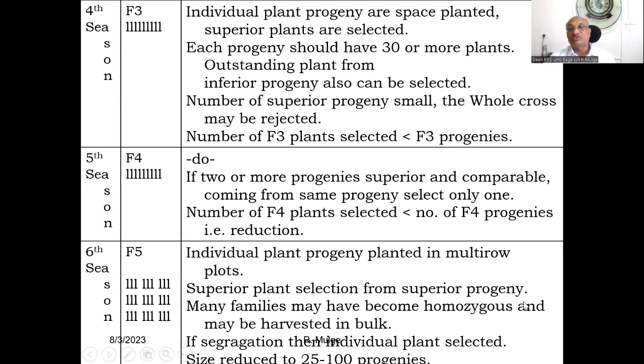Superior plant selection from the superior progeny. So you got it, okay, this is superior. The entire progeny is superior, all the 3 rows, 4 rows, it's good. Now in that, you have to select one superior plant. Many families may have become homozygous and may be harvested. If you feel that they are getting into homozygous status, having got into F5, you can start harvesting in bulk because they are becoming genetically similar. If any row or progeny is segregating, then an individual plant has to be selected. Again, here also reduce the number. You should now achieve 25 to 100 progenies, depending.